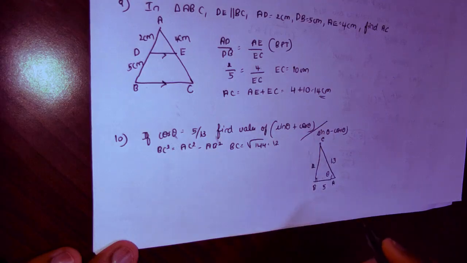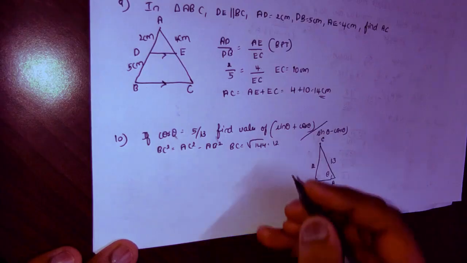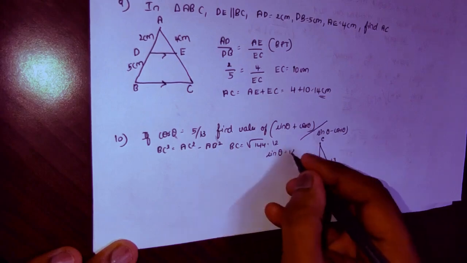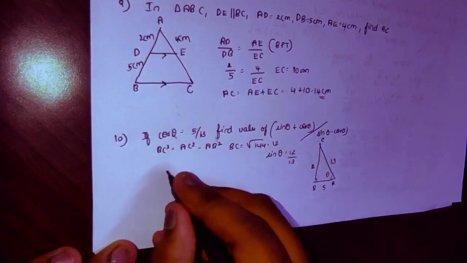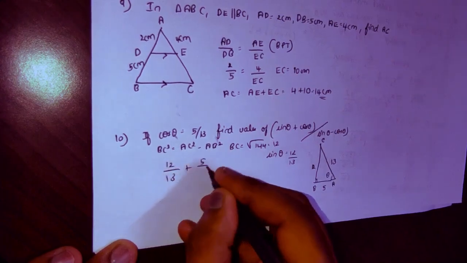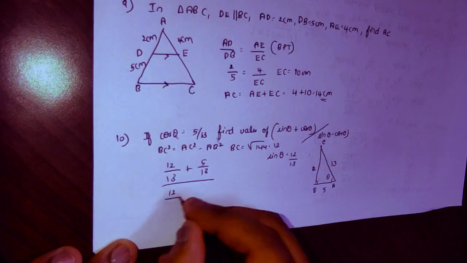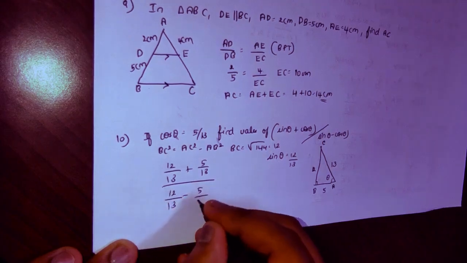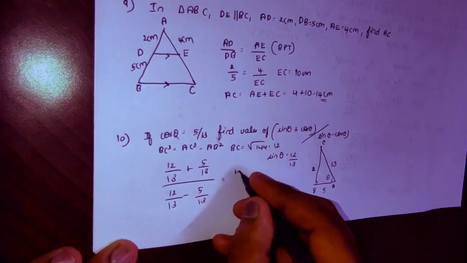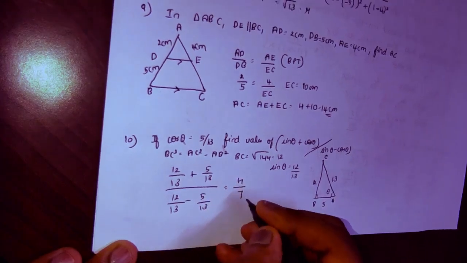Now we have to find sin theta plus cos theta divided by sin theta minus cos theta. We will get sin theta value, that is opposite by hypotenuse, 12 by 13. So we will substitute that: 12 by 13 plus 5 by 13 divided by 12 by 13 minus 5 by 13. When you solve this, you will get the answer, that is 17 by 7.